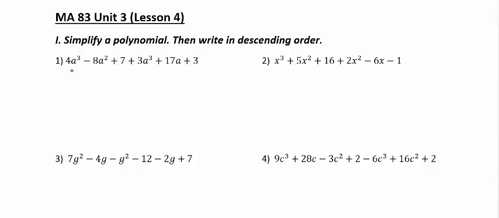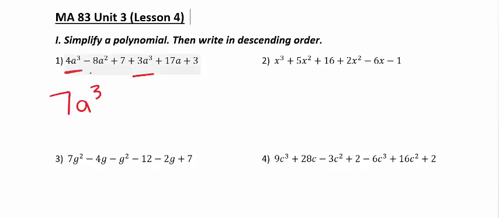So we're going to start with 4a to the third because that's the highest power we have, and that can combine with 3a cubed. They're like terms because they both have an a cubed. We only need to add the numbers in front, so 4 plus 3 is 7, and it stays a cubed. The numbers in front are called the coefficients.